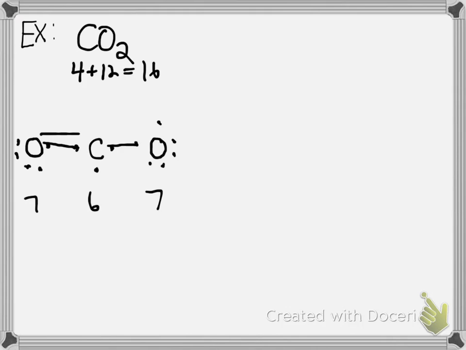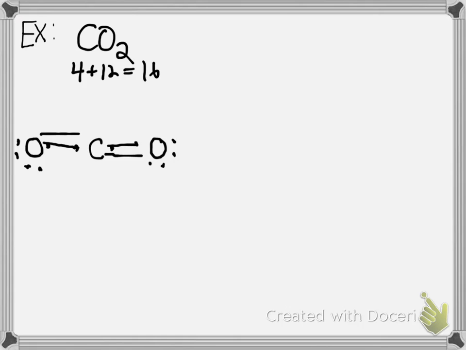Okay, so now at this point, this has 8 and this has 7. So what do I do now? Yeah, I'm going to take that single one from the bottom of the C there and the one from the top of the other O and make another double bond. All right, so at that point, everything has 8. All I have to do is count my total to make sure it's 16. All right, so 2, 4, 6, 8, 10, 12, 14, 16.